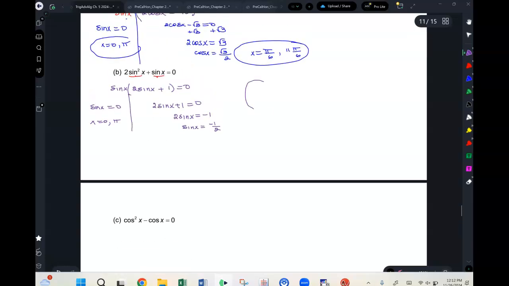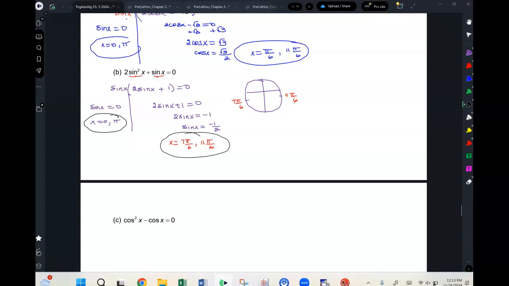Okay, but now look, guys, I need it to be negative. It's got to be in these negative quadrants. So it's the pi over 6's, right? So this is 7 pi over 6, 11 pi over 6. So my answers are these two here, these two there.